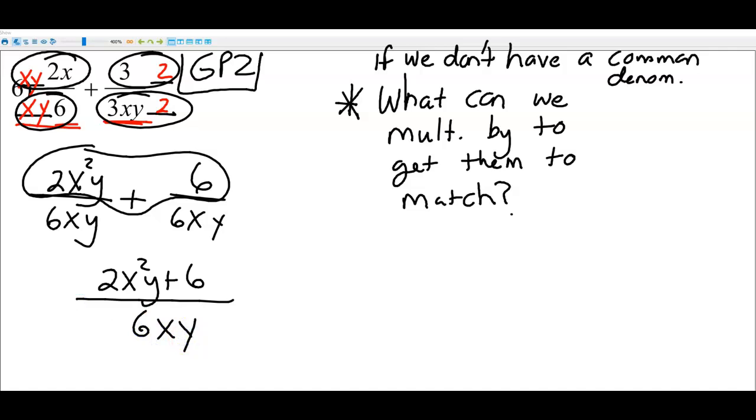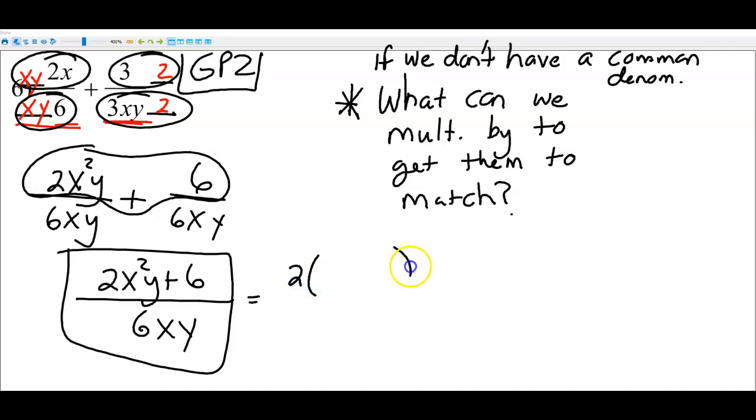Now, this is good enough answer, but this is another one of those things where if you were taking a multiple choice test, you probably wouldn't see that answer there because this one can be reduced. What can I take out of the top? You can't take out a 6, but you can take out a 2. If I take a 2 out of the top, what would be left? 1x squared y, yeah, plus 3.